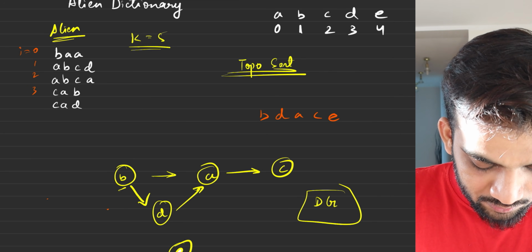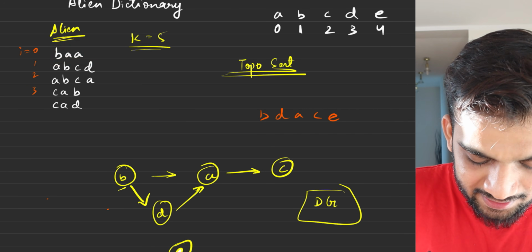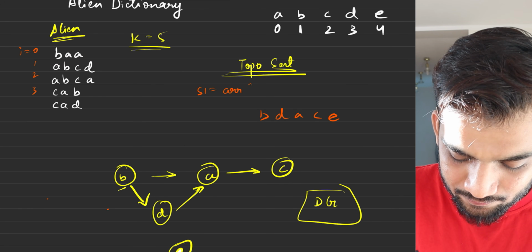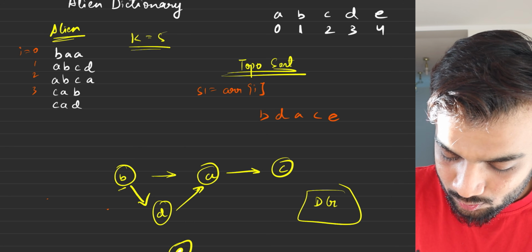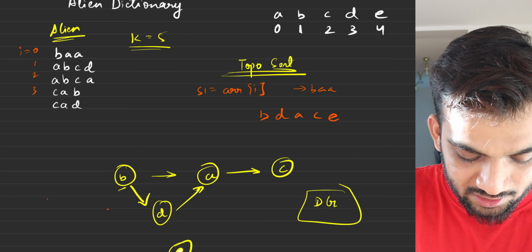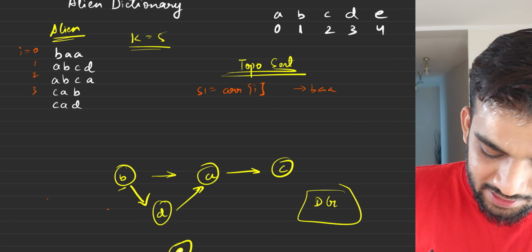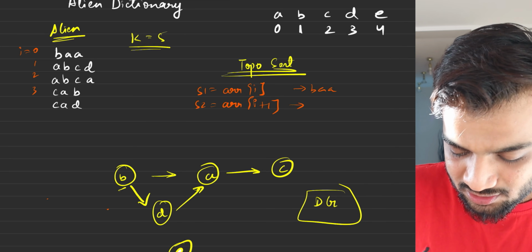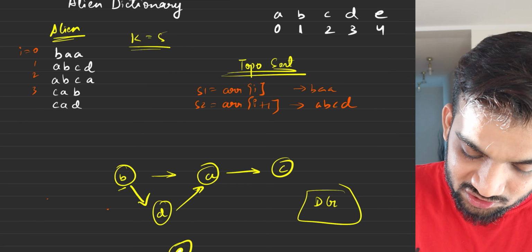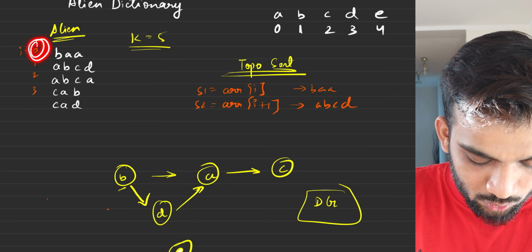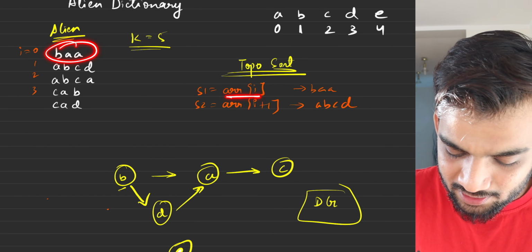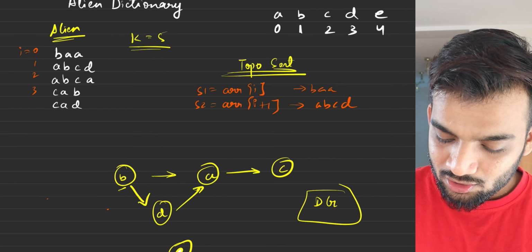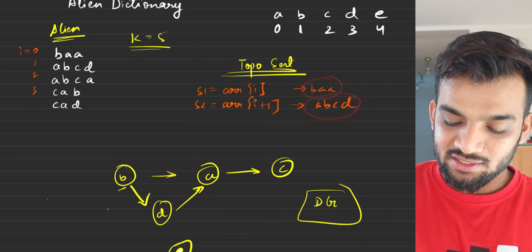And what I'll do is, first time I will be at BAA. So I can say something like, okay, S1 is, let's say, array of i, which means it will be BAA. I'll just erase it and explain how you implement this. And I can say S2 to be array of i plus 1, which means it will be ABCD. So for the first time when i is 0, it will pick up array of i, BAA, and array of i plus 1, which is ABCD.